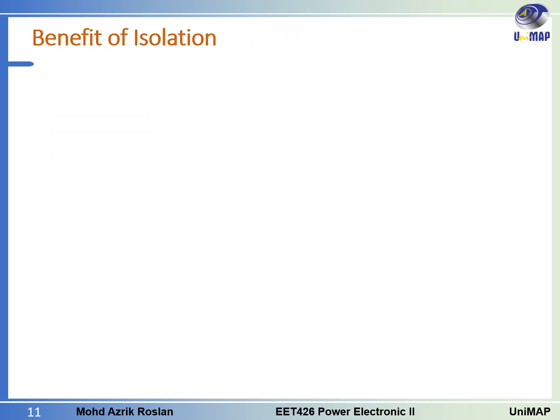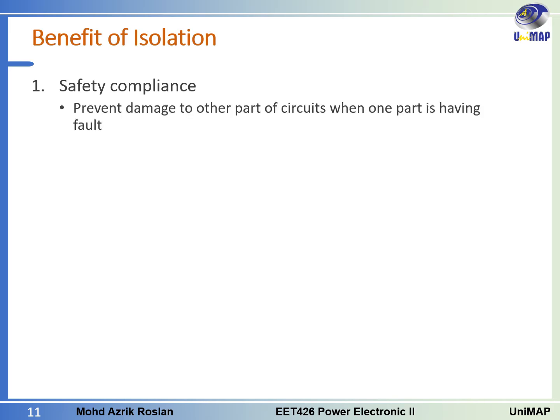Now we will look at the benefits of isolation. Why do we want to have isolation in the DC to DC circuit? The first one is of course safety compliance. We want to prevent any damage that happens to either side of the circuit, whether the input side or the output side, from affecting the other side. Let's say we have a faulty circuit in the input side, it means that it will not have any damaging effect on the output side.